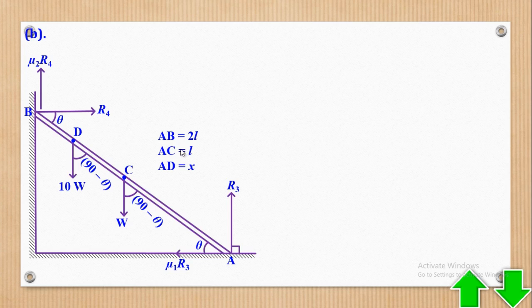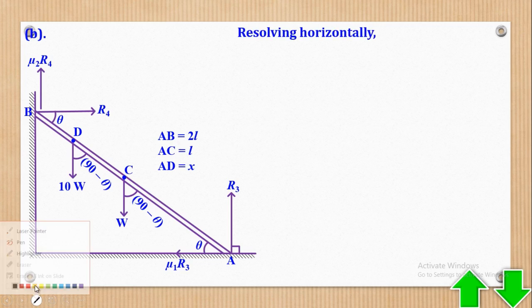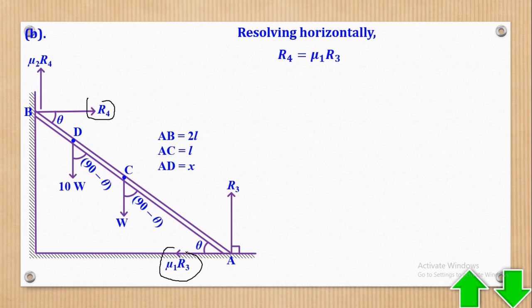Next is to resolve horizontally, resolve vertically, and also to take moments. So let's start by resolving horizontally. Horizontally means that forces to the right are equal to the forces to the left. Forces to the right, there is R4 only, and forces to the left, there is mu1 R3 only. So these two must be equal. That is where this is coming from. The good thing, we know mu1 is a half. Therefore, when I substitute and make R3 the subject, it will be R3 equal to 2 R4.